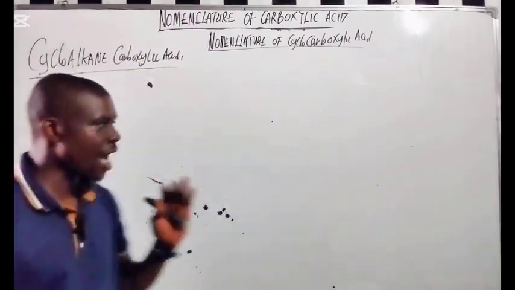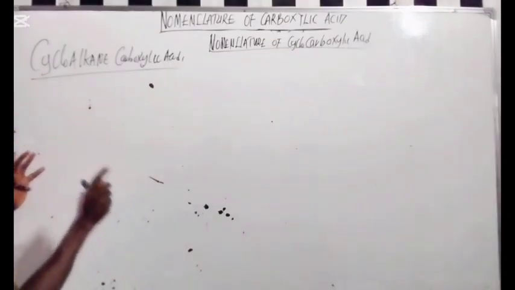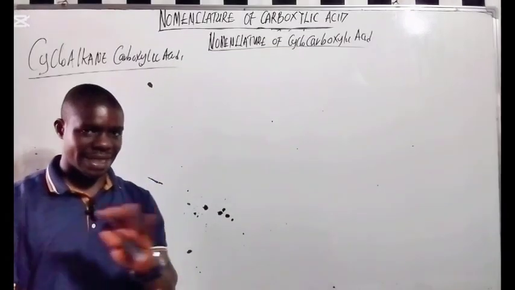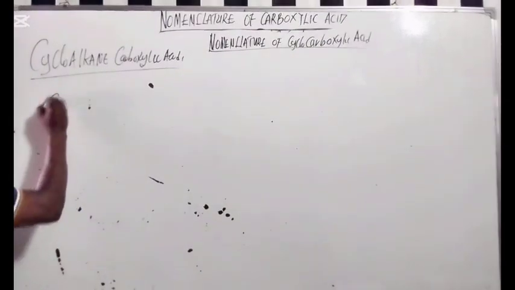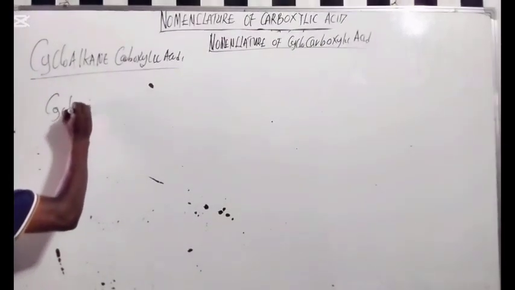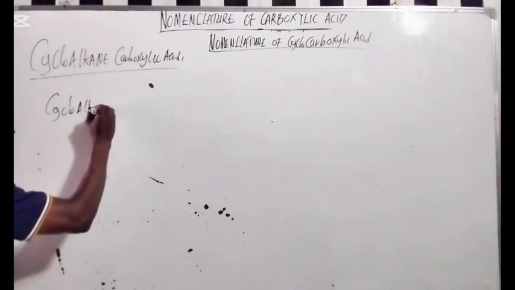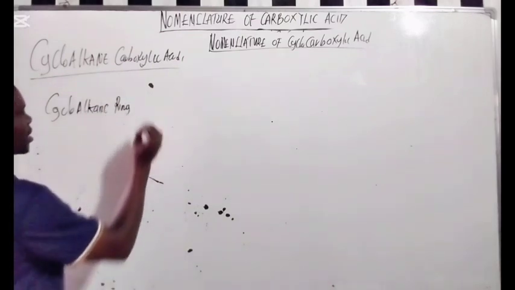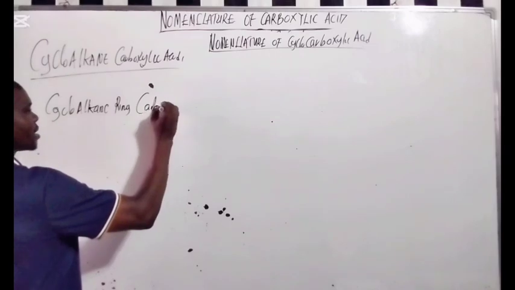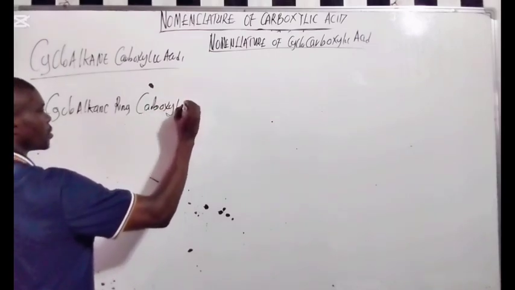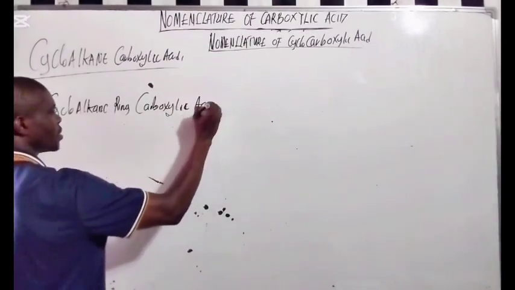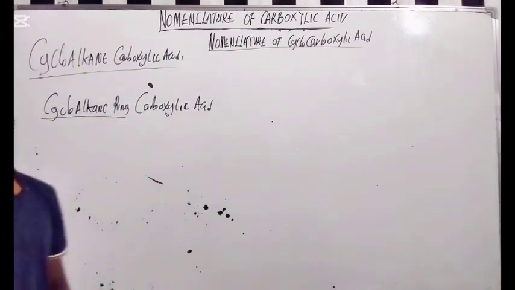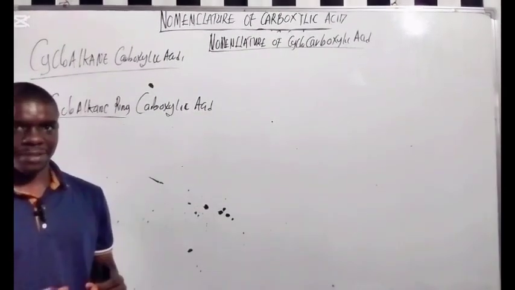The format of the nomenclature of cycloalkane carboxylic acid is very easy. It's the cycloalkane ring name, then carboxylic acid. That is how you name it. So the name of the cycloalkane ring, then carboxylic acid.